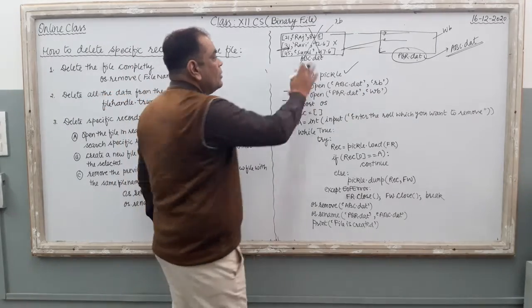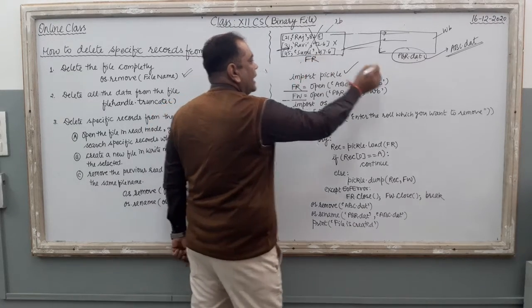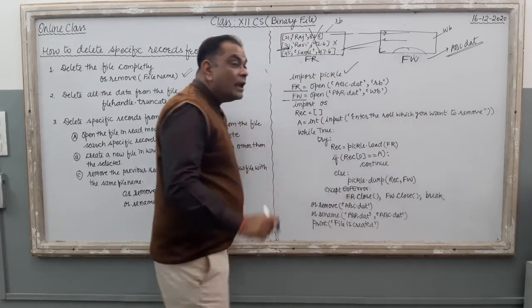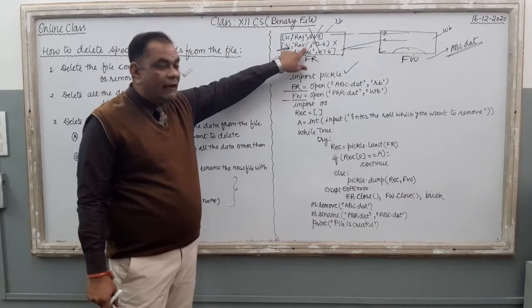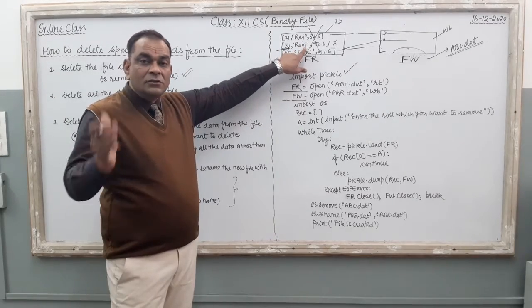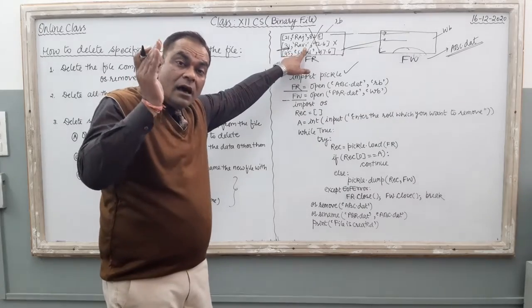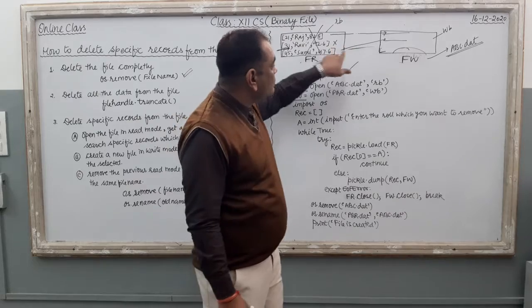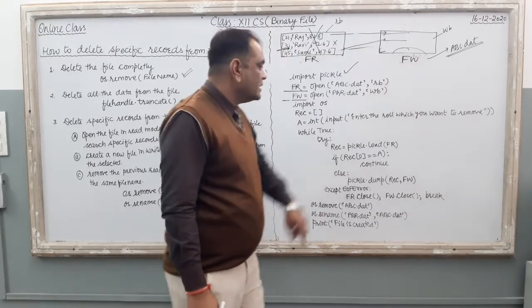So what I am doing now, in place of abc.dat I write fr here, and in this portion I use fw. Now the process is, you have to read the data from the fr file handle, search the specific record which you want to delete, and other than this record you have to write all the records from fr to fw. Now just see the process here.